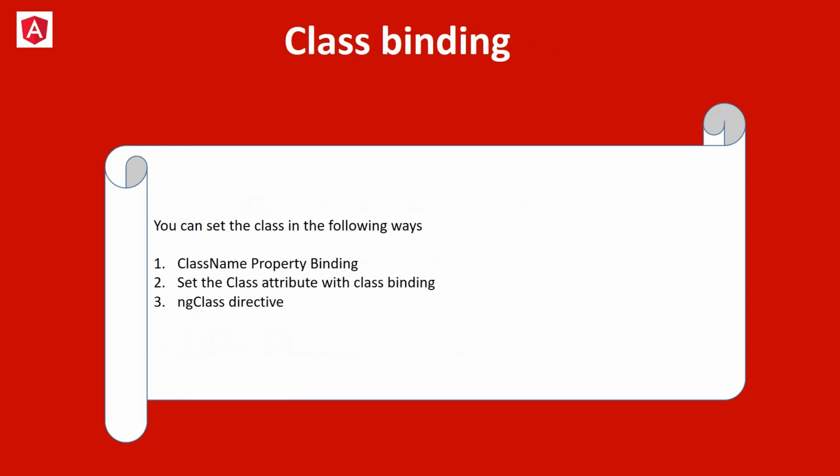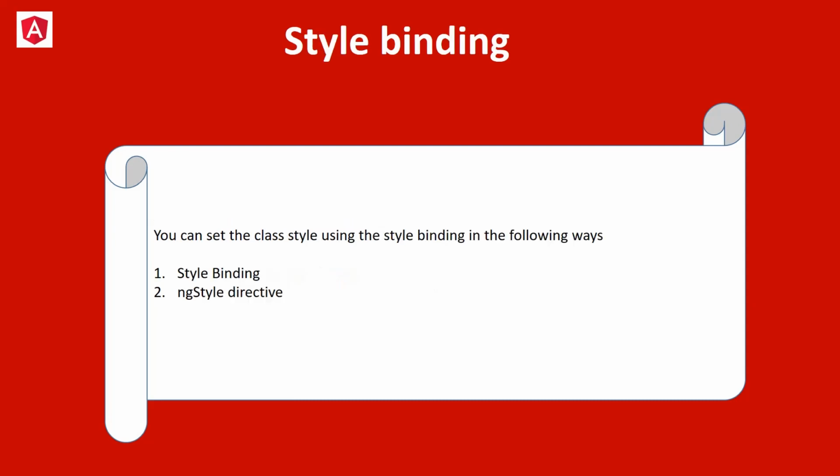So let's talk about class binding. We can set the class binding in three ways. First way, class name property binding, and then set the class attribute with the class binding, and then the ngClass directive. These are the three different ways by which we can define our class name. Next is style binding. We can also set the styles by using the style attribute of the HTML element directly, or we can also use the ngStyle directive.